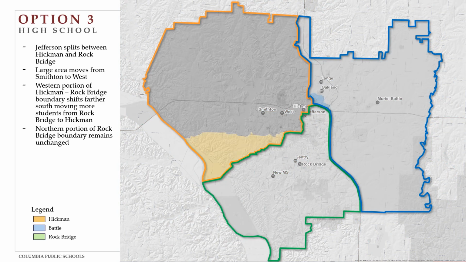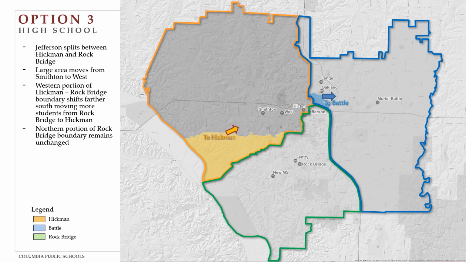Fading back the color. Again, this results in some more minor high school changes. Again, this area in the western portion of the district here would move into Hickman. We kind of maintain the existing northern portion of the Rockbridge boundary, but we do have that one piece north of 70 that's currently going to Rockbridge going into Battle.